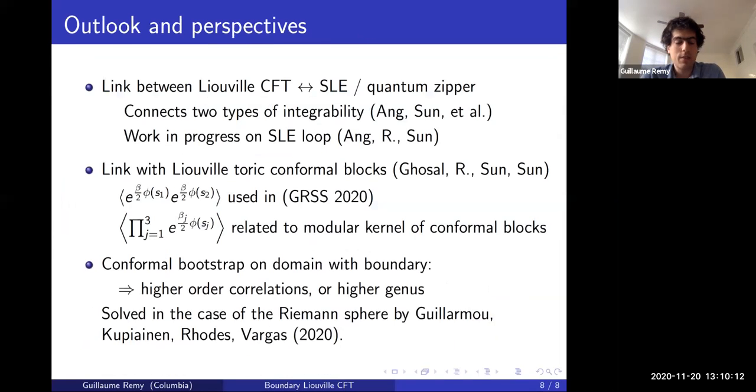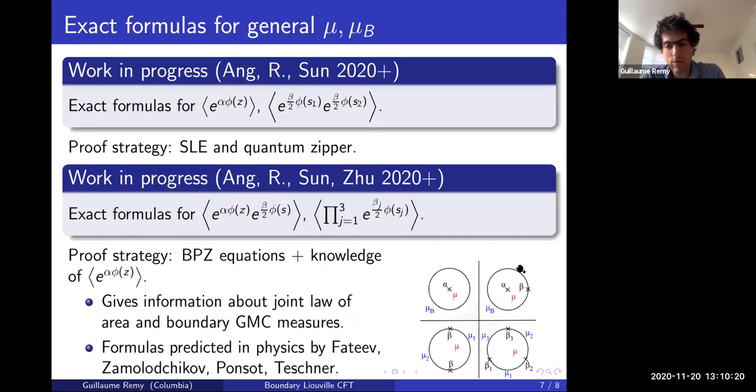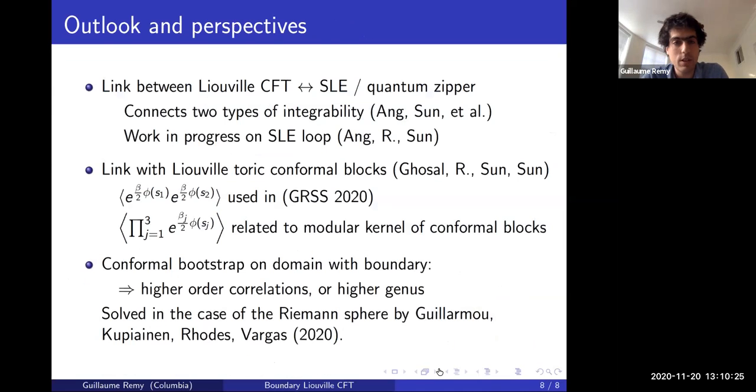And then let's see, I have maybe one more minute. Let me say some outlook and perspective of this work. So the punchline so far is we've solved in the most generality all these correlation functions. One thing is we establish a connection between two types of integrability in this field. One coming from the Liouville conformal field theory side, and the other one, thanks to the insights of Morris and Shin, on this SLE and quantum zipper side.